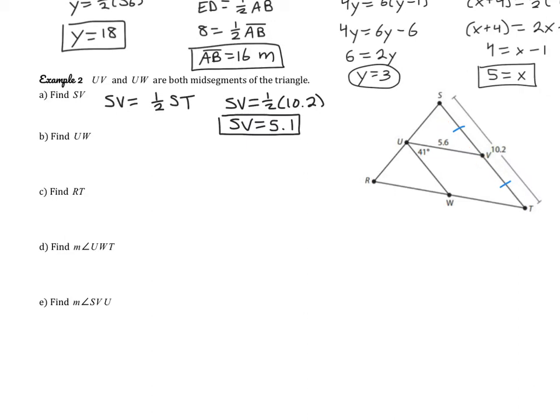Okay, next they're asking us to find the length of UW, which is our midsegment. So remember, we know that the midsegment is always going to be half the length of the third leg, which in this case is ST. And then we can substitute what we know, which would be the length of ST, that total length is 10.2. So we get that UW is also 5.1.